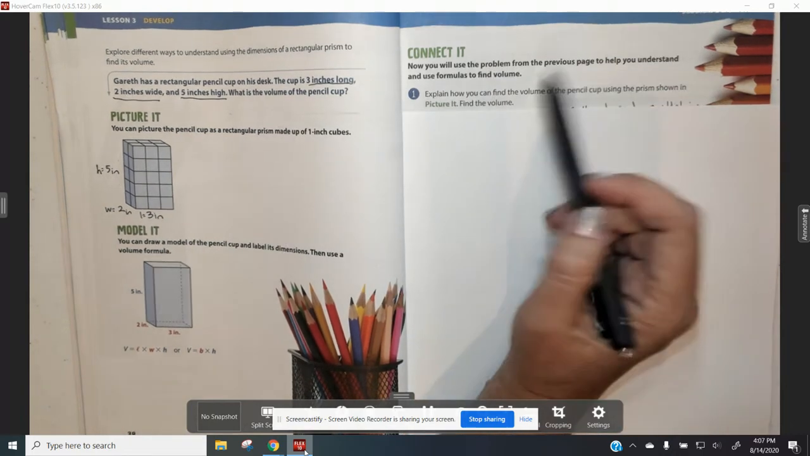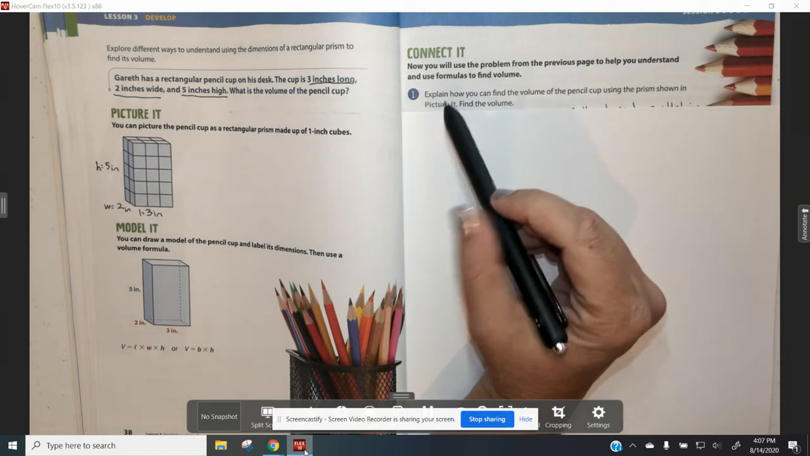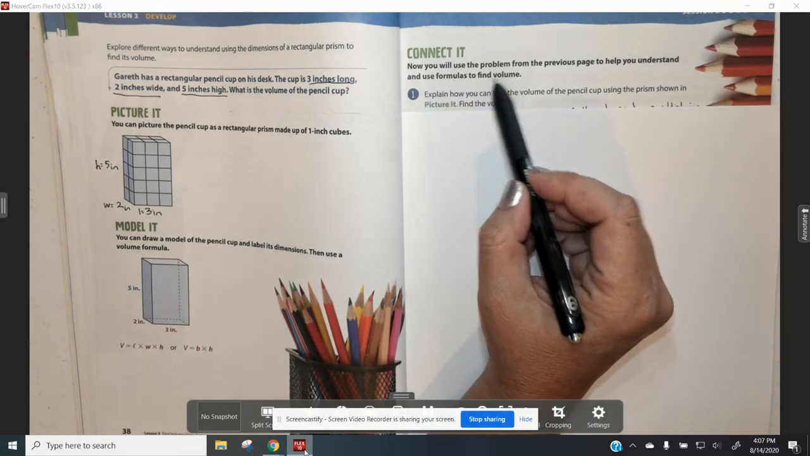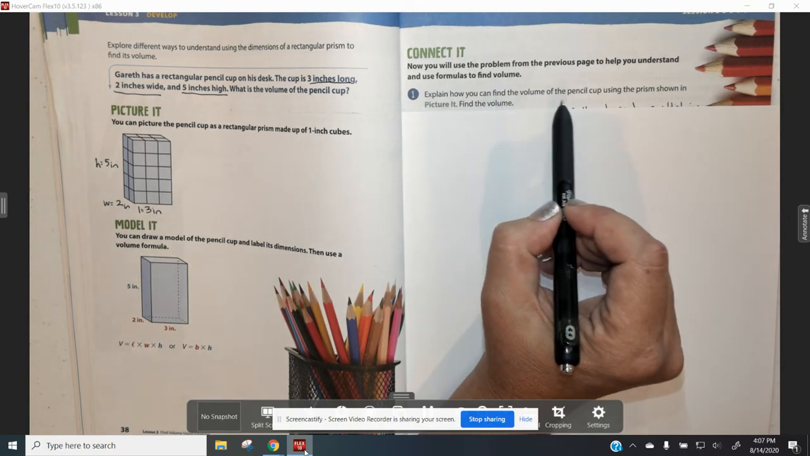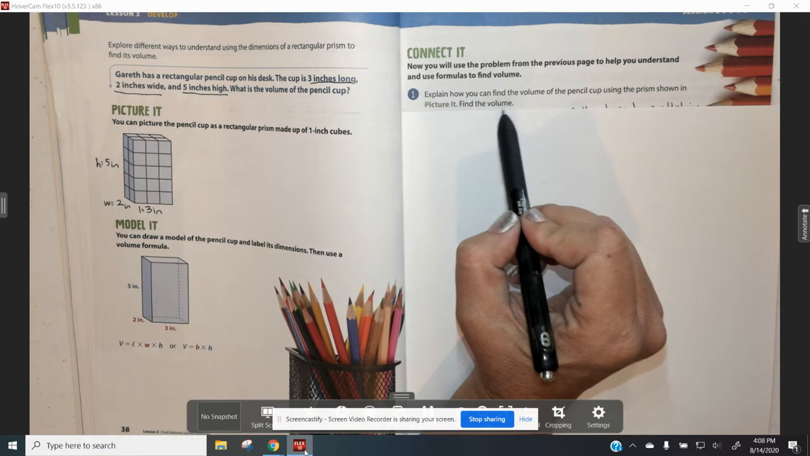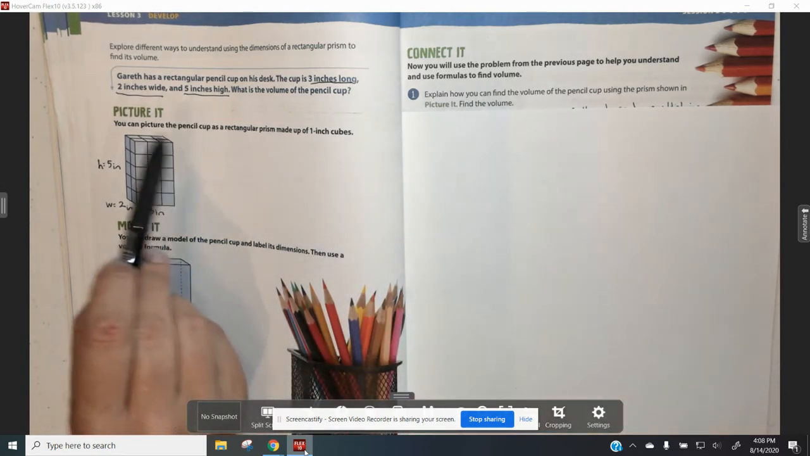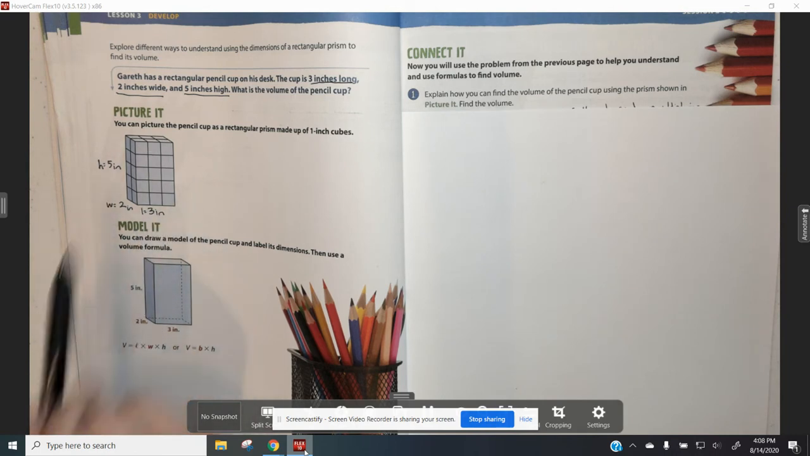All right, so now you will use the problem from the previous page to help you understand and use formulas to find volume. Number 1, explain how you can find the volume of a pencil cup using the prism shown in Picture It. So look here at this picture. How can you find the volume?